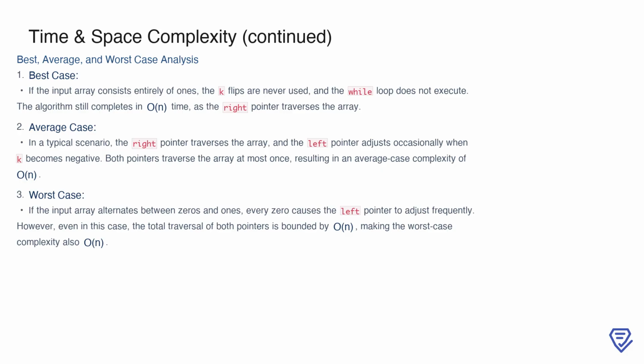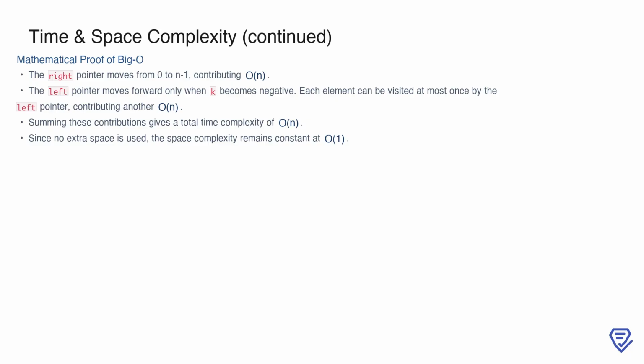In the worst case, the array alternates between zeros and ones. This causes frequent adjustments of the left pointer whenever a zero is encountered. Despite this, the total traversal of both pointers is still bounded by O(n), ensuring that the worst-case complexity is no worse than O(n). Finally, let's confirm the O(n) time complexity mathematically.